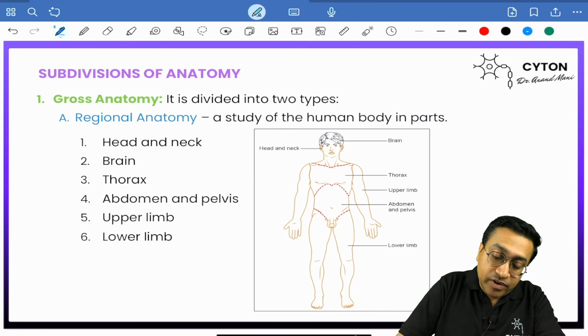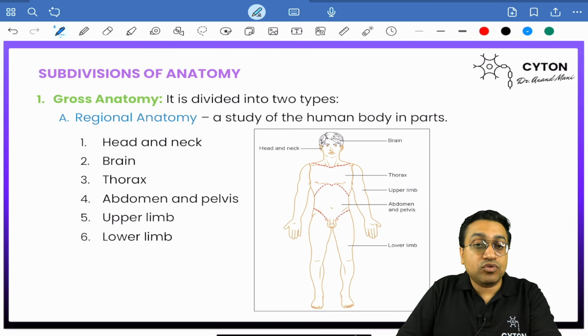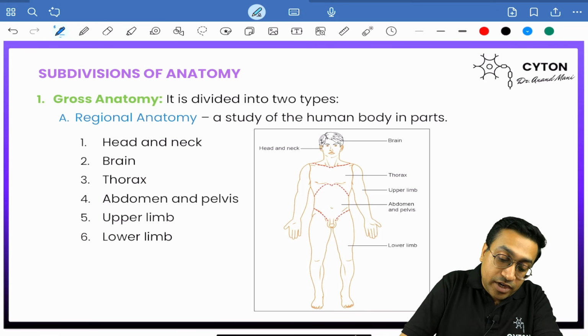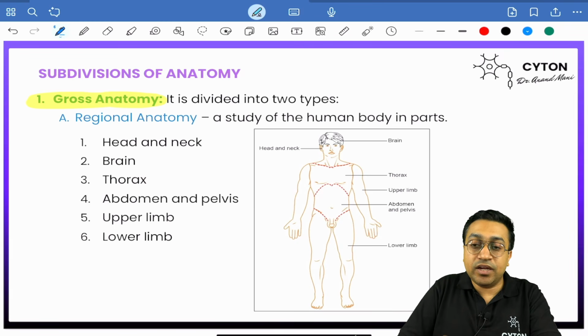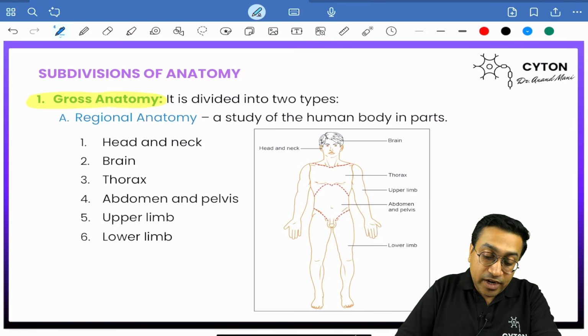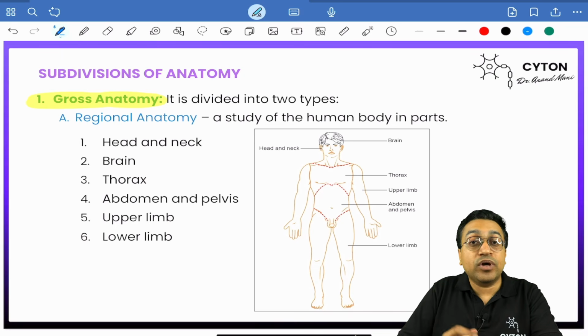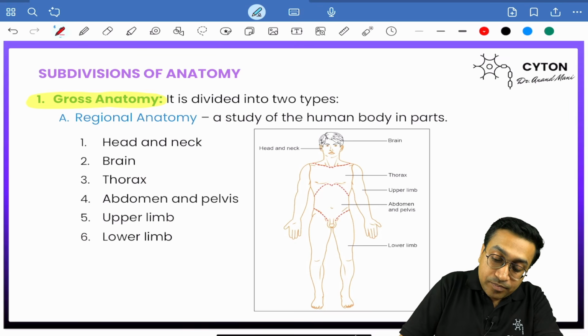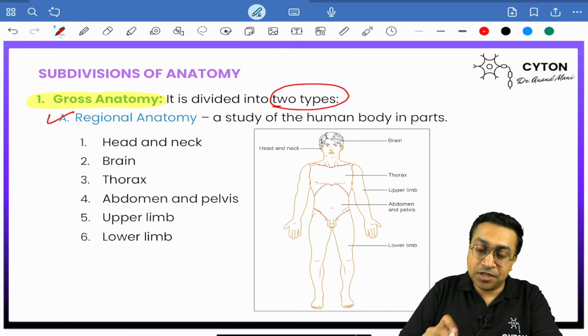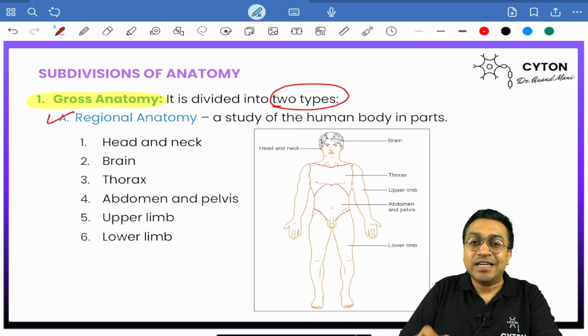Anatomy can be divided into various types, based on the method of study. First and foremost, the gross anatomy. You will be hearing this word again and again in your classes. Gross anatomy is nothing but cadaveric or topographical anatomy. It is again the study of human cadavers by dissection, and it can be further classified into two types. Number one, the regional anatomy, and trust me, the whole year you will see in the anatomy subject, this is the method to study the anatomy as a whole.